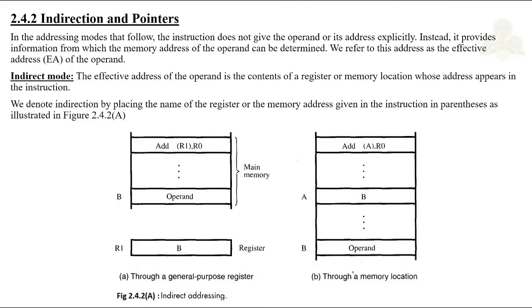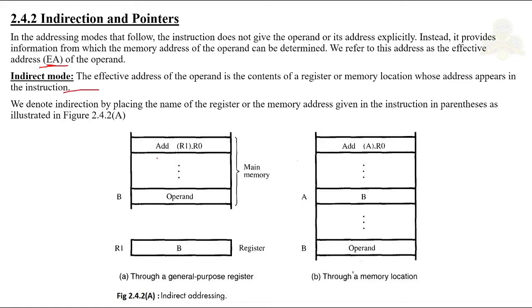Next we will study indirect addressing mode. Here in this mode, whenever you have an instruction, the operand address is not given directly. Instead, it provides the information from which memory address the operand can be determined. We refer to this address as the effective address. Remember, it is the effective address of the operand. So in the indirection mode, the effective address of the operand will be the content of a register or memory location, and that register or memory location's address would appear in the instruction.